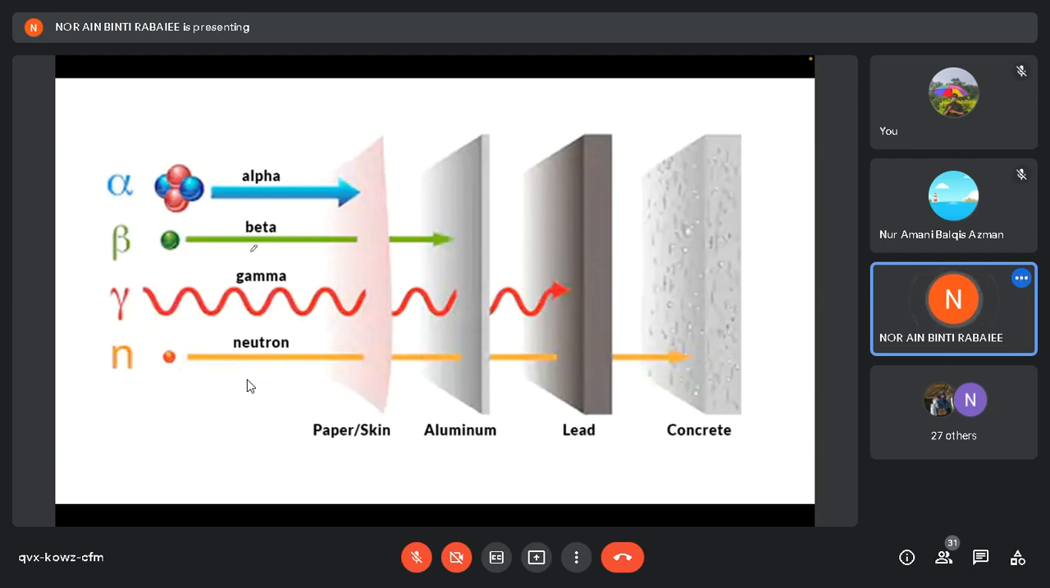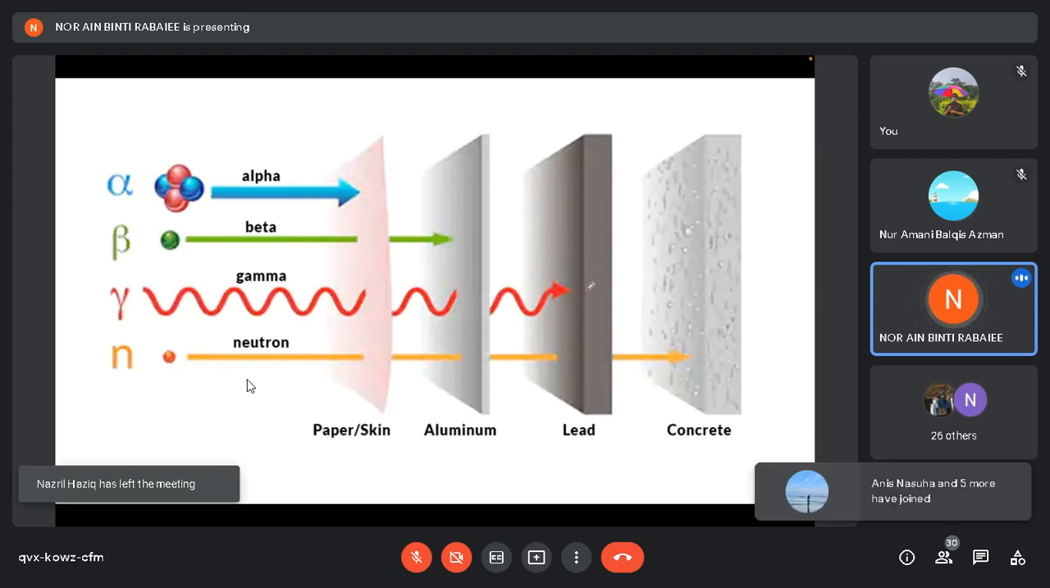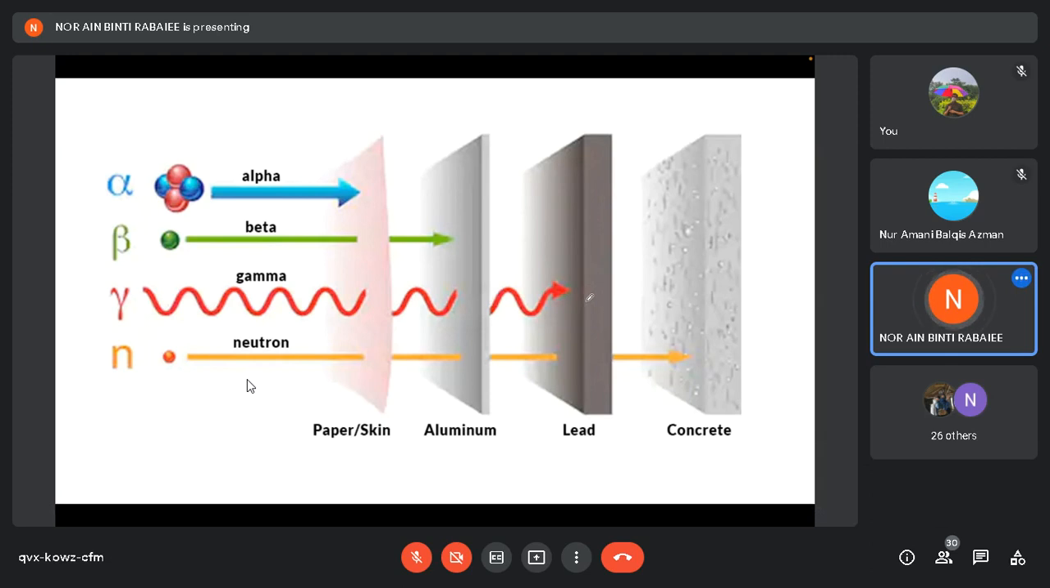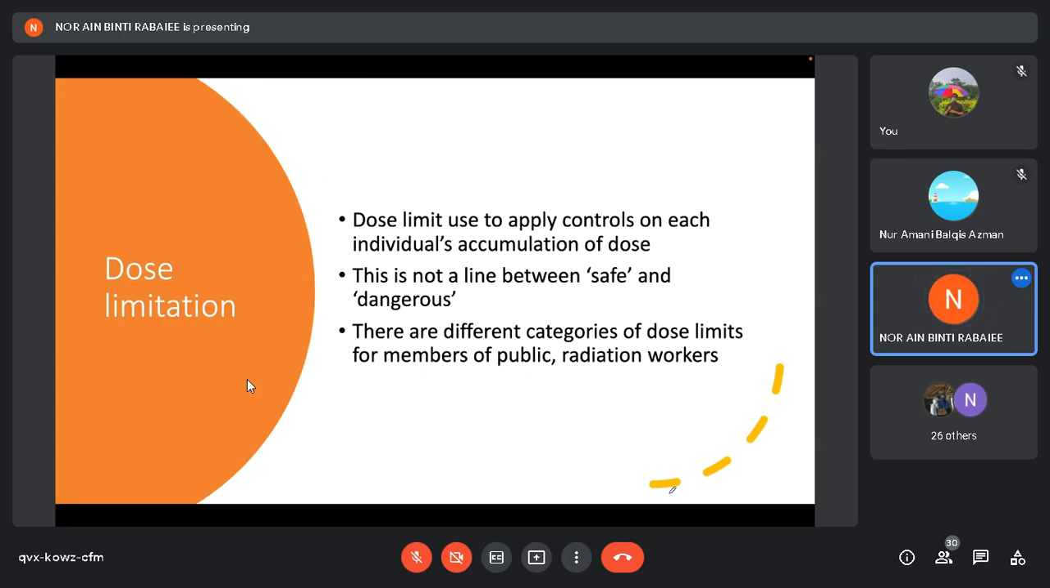For alpha, you might need just a paper, or it can also be stopped by your skin. But beta needs aluminium to stop the penetration. Gamma can penetrate paper and aluminium, but it cannot penetrate lead. That's why I think all facilities with ionizing radiation use lead, or at least lead, as a shielding to stop the penetration. Neutron can penetrate lead, but it can be stopped by concrete. So most premises use either lead or concrete as a shielding.